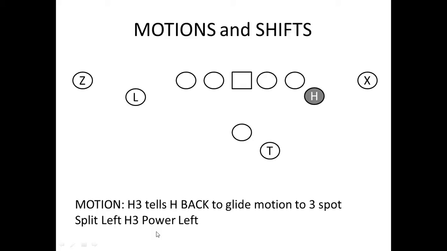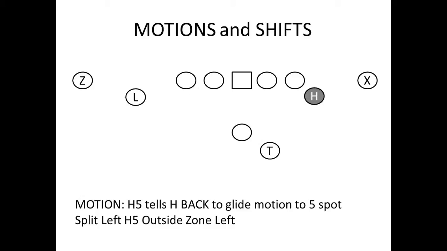So our example is split left, H3, power left. As you can see, he comes all the way to the left, and this is a motion. He's going to do a short jog till he gets past the center. Then he's going to squat and shuffle along to stay square. And I often tell my H-backs / tight ends to coil up to unload that devastating block. So there it is, split left, H3, power left.